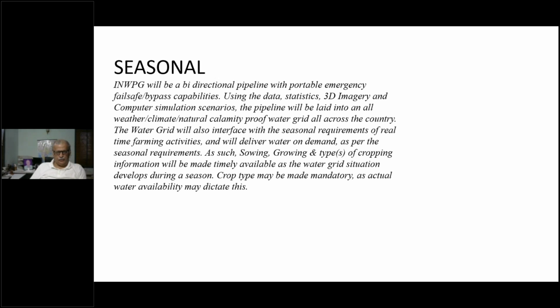The water grid will also interface with seasonal requirements of real-time farming activities and will deliver water on demand as per the seasonal requirements. As such, sowing, growing, and the types of cropping information will be made timely available as the water grid situation develops during a season. Crop type may be made mandatory as actual water availability may dictate this.